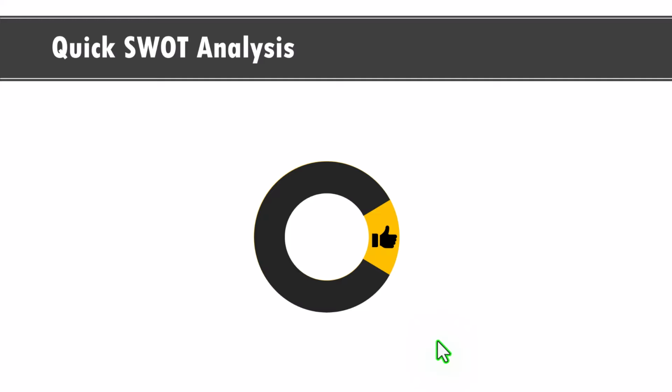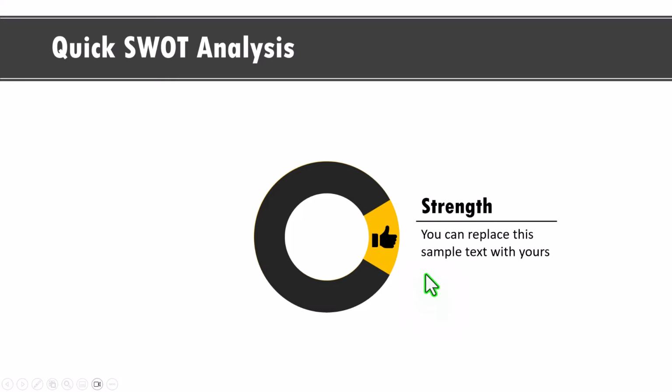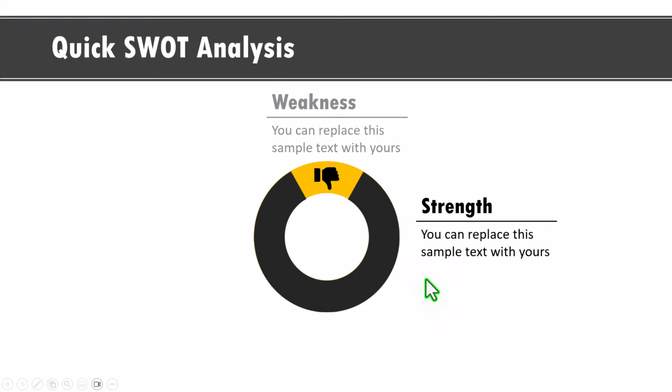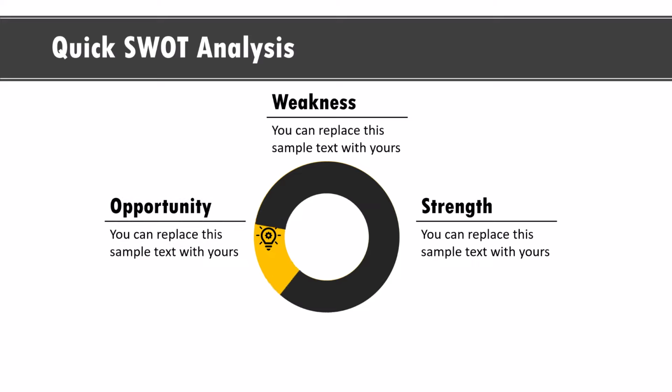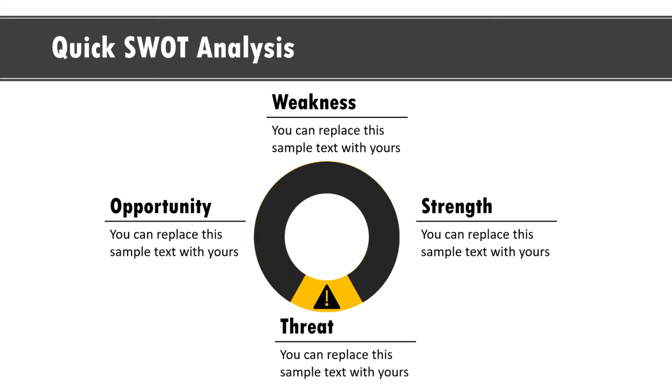Today, let me show you a simple custom animation that even a beginner can do. This is for SWOT analysis. On a click, we show strength. Then on a click, we reveal weakness. Then we reveal opportunity. And then we reveal threat. It's a nice and elegant animation that can be used in any professional presentation.